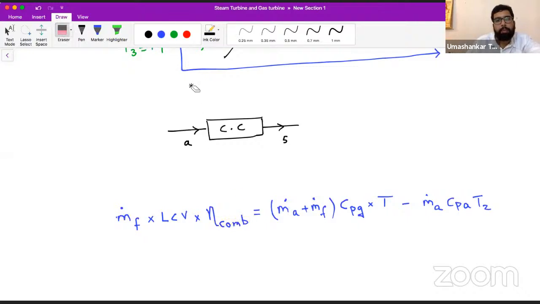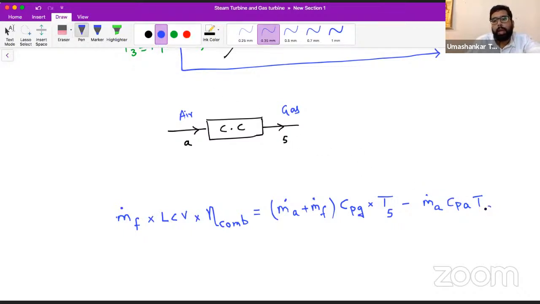So I am removing this highlighted part and this T3. The entry must be T5, because this is the condition of 5. Here it will become a gas, and before it was air. So here you must write TA.